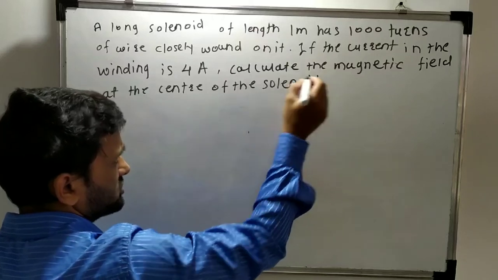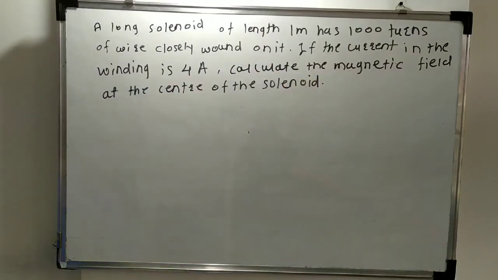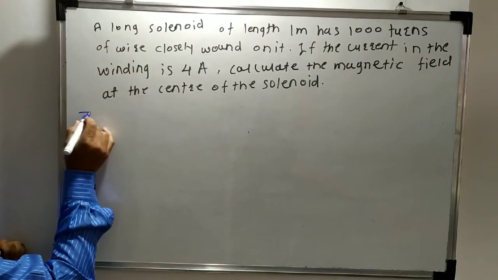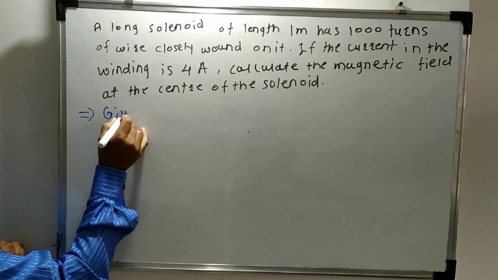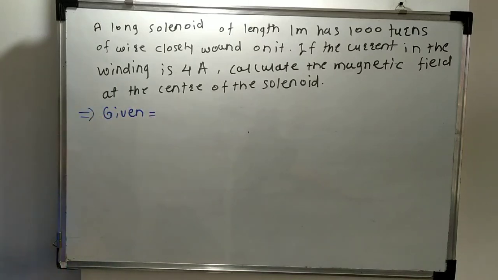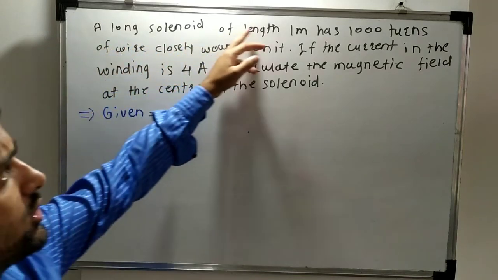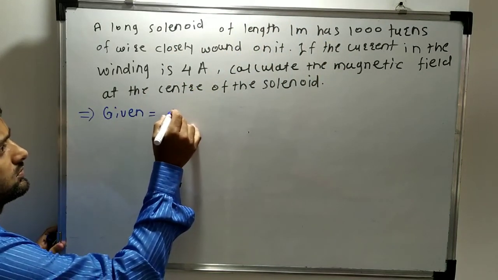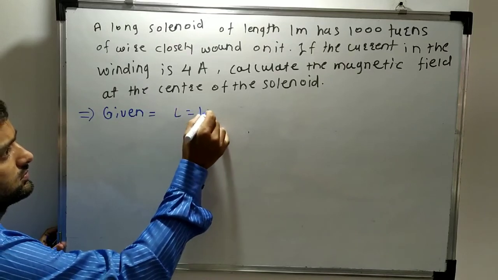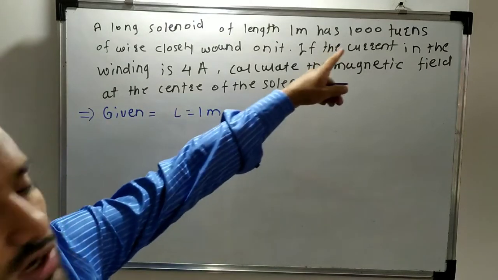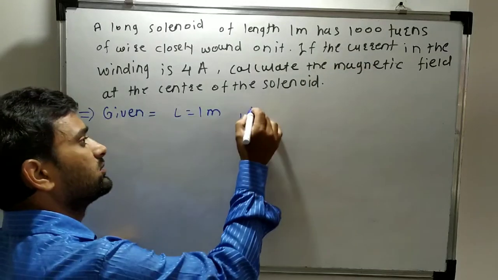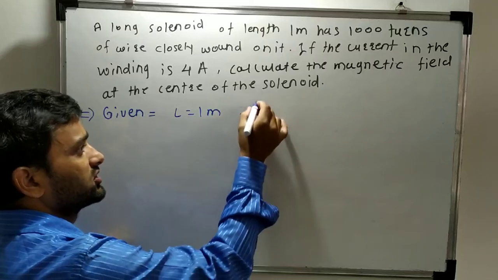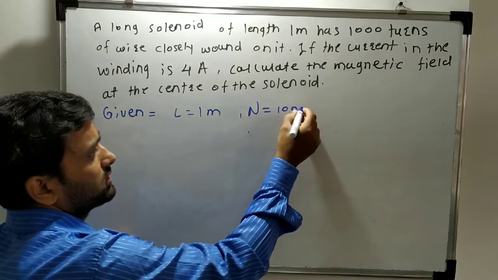The numerical is very straightforward and very clear. What are the given terms? A long solenoid of length 1 meter. So length is given. It has 1000 turns, so the number of turns is given. So length and number of turns are given. We can consider it as capital N. It is 1000.